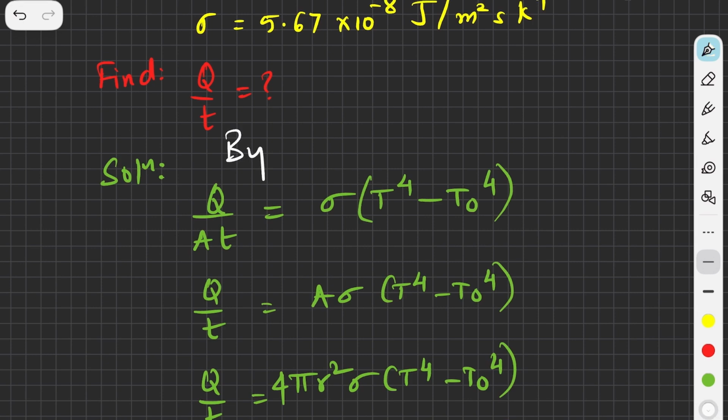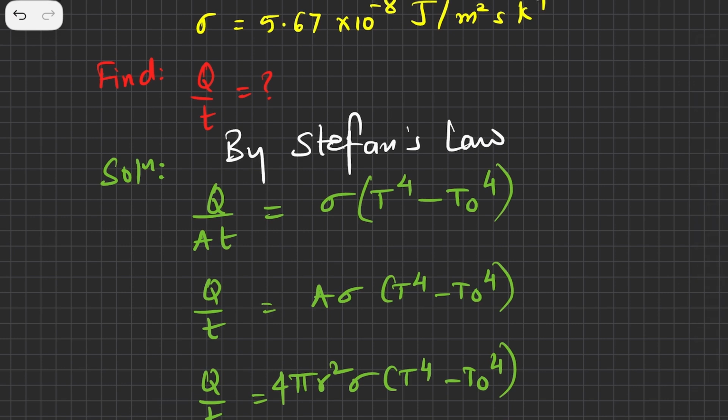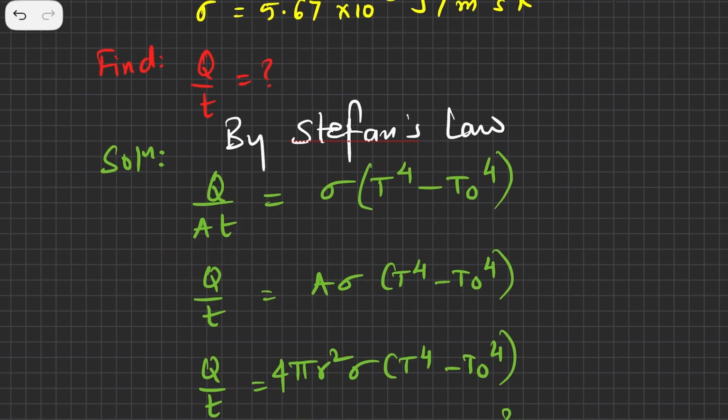So Stefan's law says that Q upon AT, that is the amount of heat energy emitted per unit area per unit time, is equal to sigma into T raised to 4 minus T0 raised to 4. If you have seen my videos, after Stefan's law I had given one small special case for when we are supposed to find the total loss or gain of energy. This formula is taken from that.